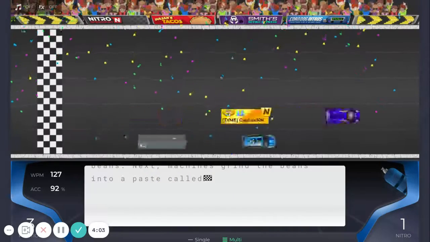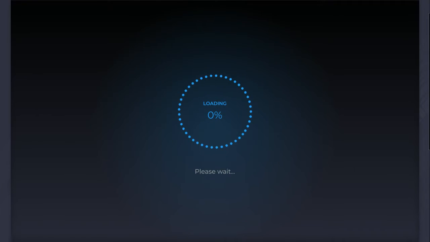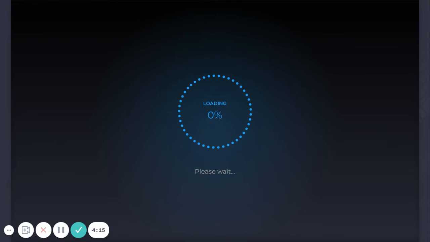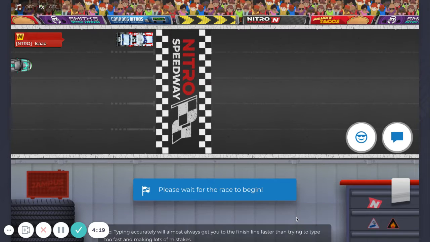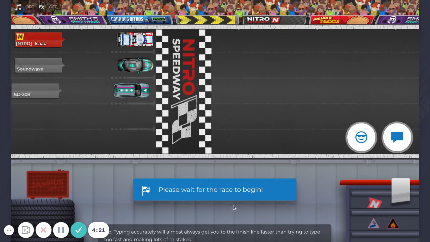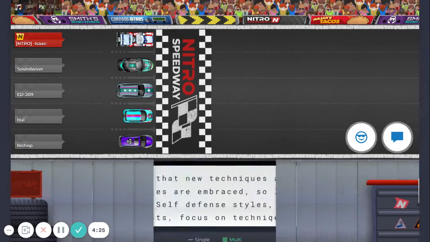That was a pretty good race, 127 words per minute, 92% accuracy. Of course, the accuracy could always be better, but I'm not a very accurate typist. Let's do the next race, and I think this race will be a single line race. And I wish you could change between multi-line and single line with like a button here, instead of having to wait right before the race to switch.